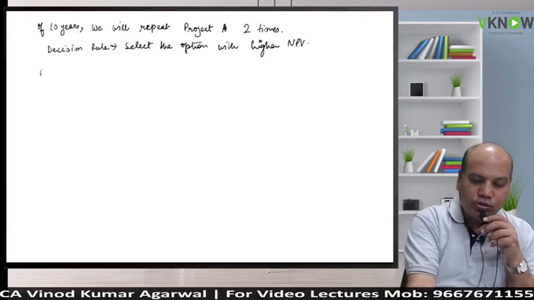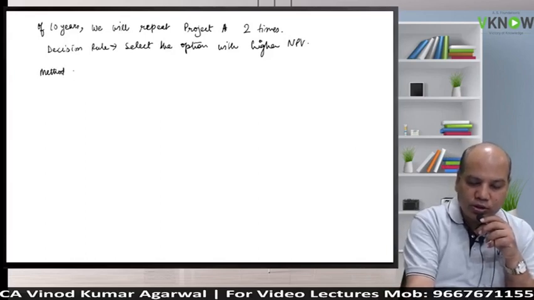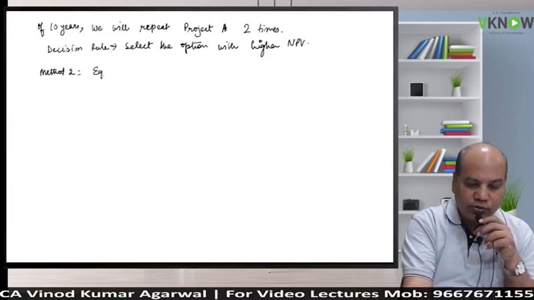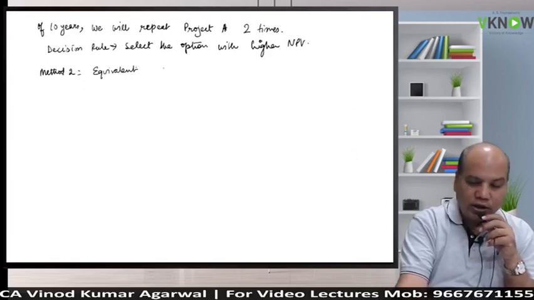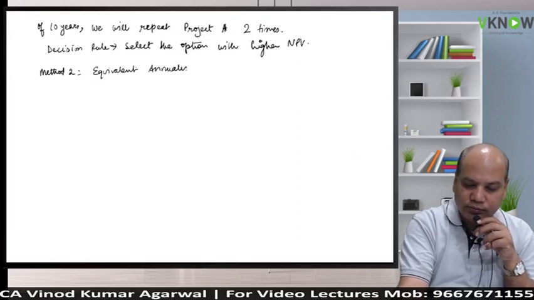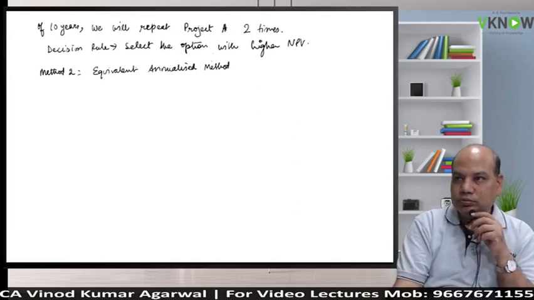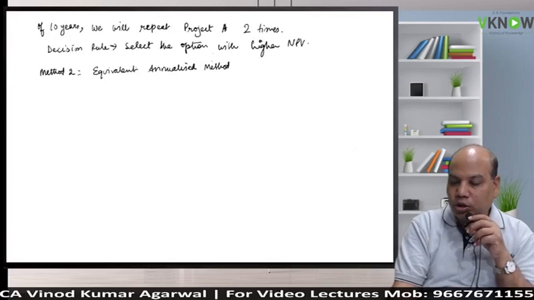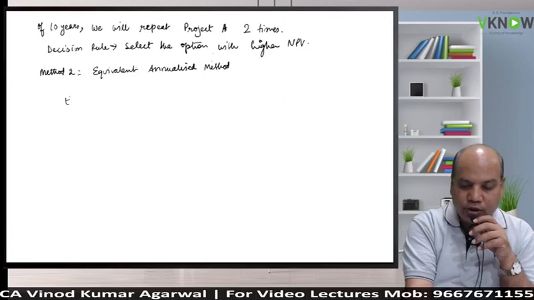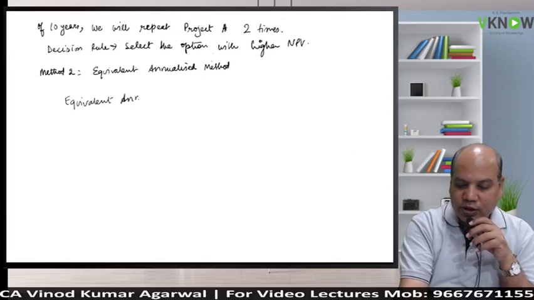And method 2 for projects with unequal life, which is what we will use, is called the equivalent annualized method. So we'll find out the equivalent cash flow for all the cash flows given in the problem. Is it right? How do you compute it? So write down equivalent. Please write and please revise. Teacher can only take you up to this point. Beyond this point, it is your hard work.